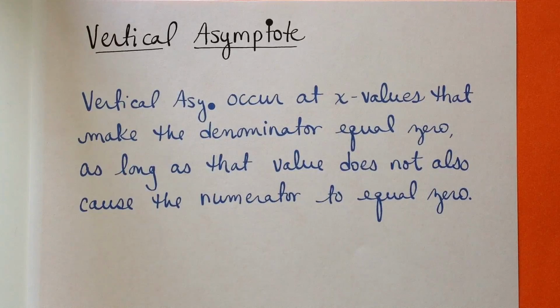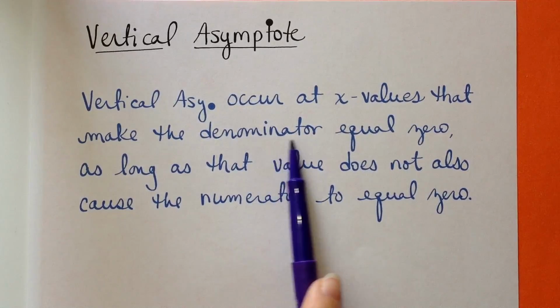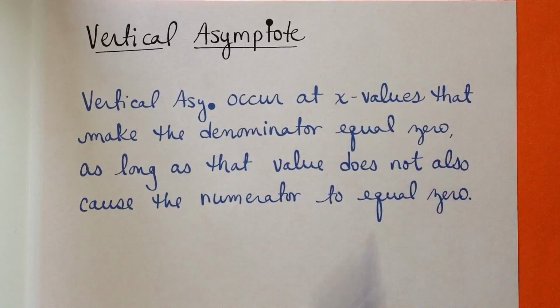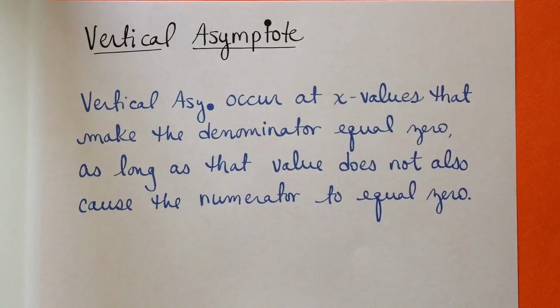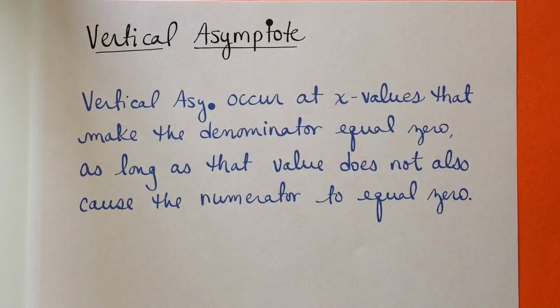So you actually start out, in a sense, the same way that you did with domain, as far as finding these values that cause your denominator to equal 0. But once we find those, we need to check and make sure that it does not cause our numerator to equal 0, because if it does, it's actually not a vertical asymptote.